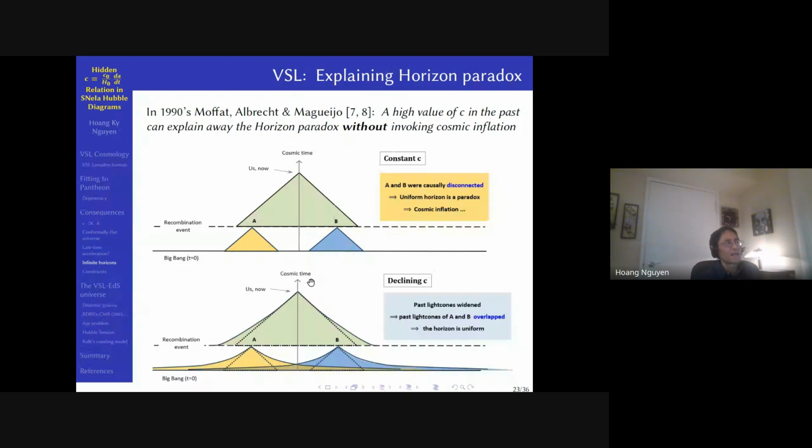Right? But these gentlemen proposed that, okay, A and B, now because of the speed of light, at least in the VSL proposal here, the speed of light was faster in the past. So therefore the past light cone expands outward. And so from the two points A and B, the light cone for A would expand like this instead of just the constant c, right? And B as well. And now in the Big Bang here, A and B were causally connected. And that is why A and B look the same in the sky.